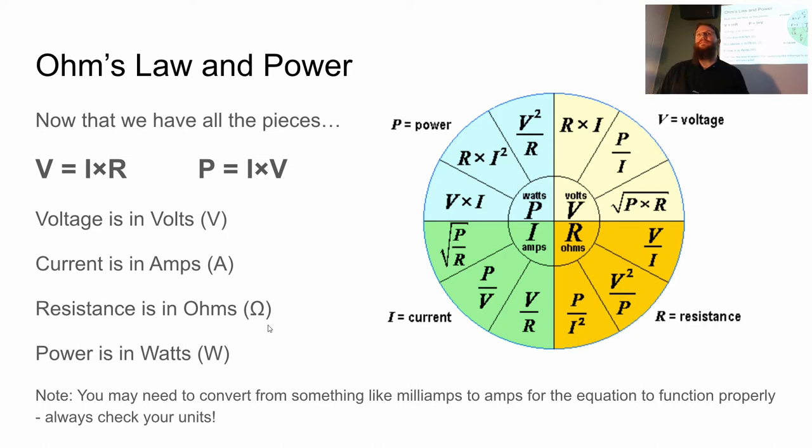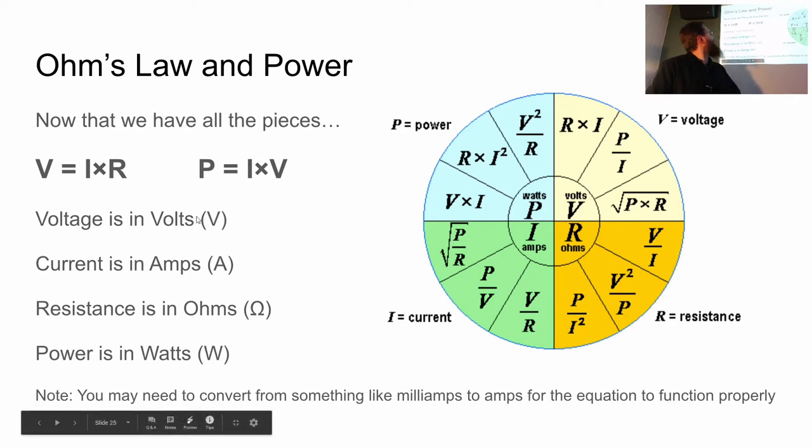So what that means is if you have a 200 kiloohm resistor, you have to insert into this equation 200,000 for the ohm value. If you have measured, like we have, around 13 milliamps, you have to insert 0.013 amps. And the same's true for voltage. If you have like 30 millivolts, you have to insert 0.03 volts. So keep track of your units when you're using this or it won't work.